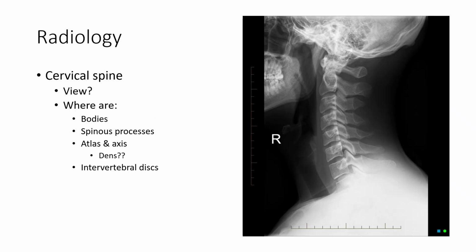Okay, so now we have an example x-ray. This is of somebody's cervical spine. Take a minute and identify, to the best of your ability, if this is an anterior posterior, an AP view, or if this is a lateral view. Identify where the bodies of the vertebrae are. Identify spinous processes. I'd like for you to find C7, atlas and axis, and tell me where your intervertebral discs are. So pause this, find those, and then come back and I'll tell you.